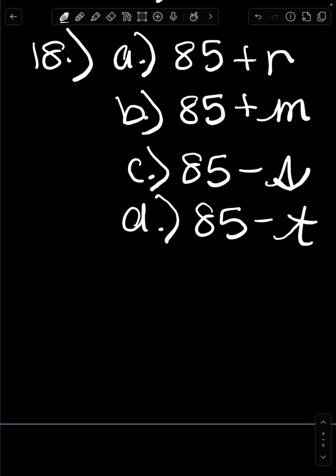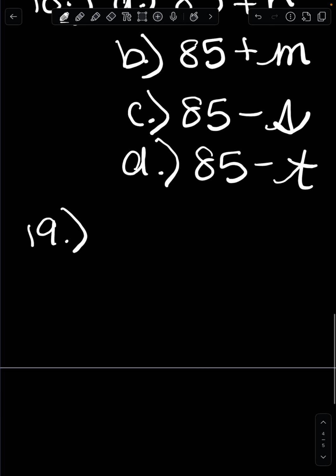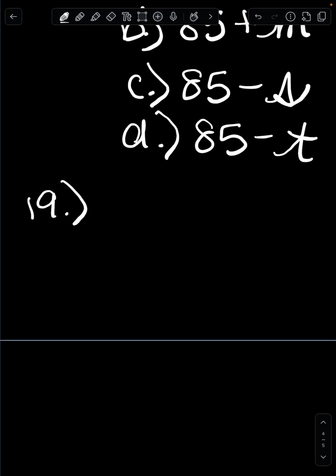All right, 19 to 27 odd. Write each word phrase as an algebraic expression. So we're going to be having variables involved here. 10 less than 1/5 of a number. Okay, I see 10 less than. Even though that's written first, it's less than something. So that means we need to have minus 10 at the end anytime you see the word than.